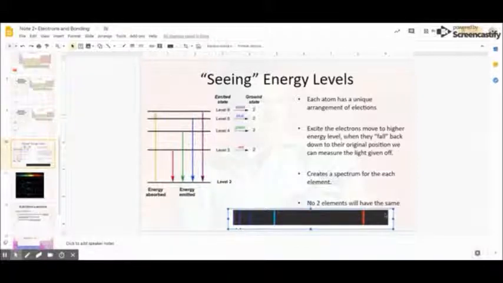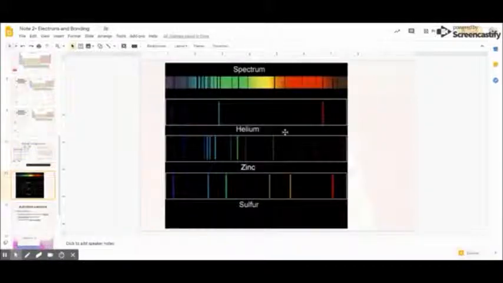And no 2 atoms would have the same spectrum, same combination of lines. So it's kind of like a fingerprint for an element. So we can look at hydrogen or helium. Here's a spectrum for helium. Here's a spectrum for zinc or sulfur. And it's their unique fingerprint.